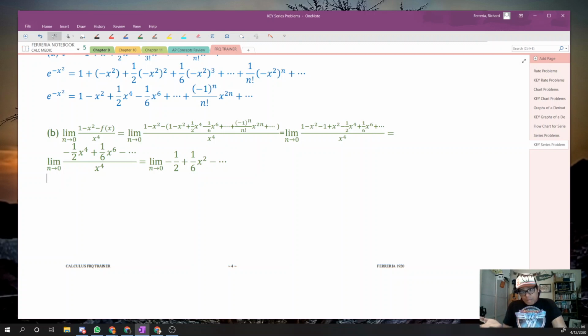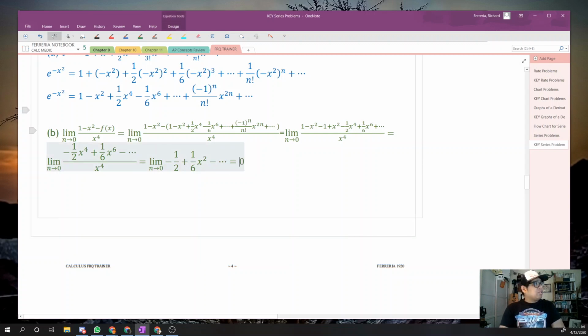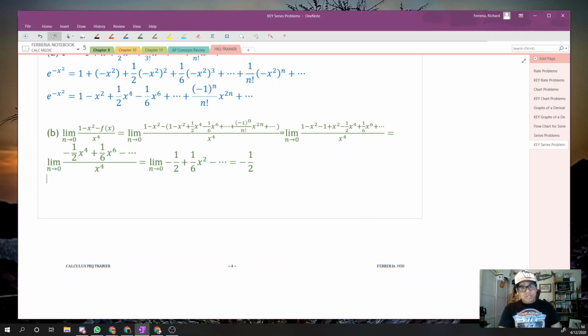You can just substitute x equals 0 at this point. So when I substitute x equals 0, I get 0. No, I don't get 0. I get negative 1/2. So this series is equal to negative 1/2.